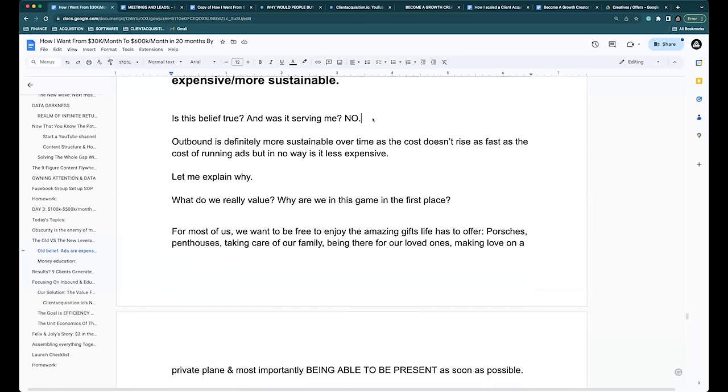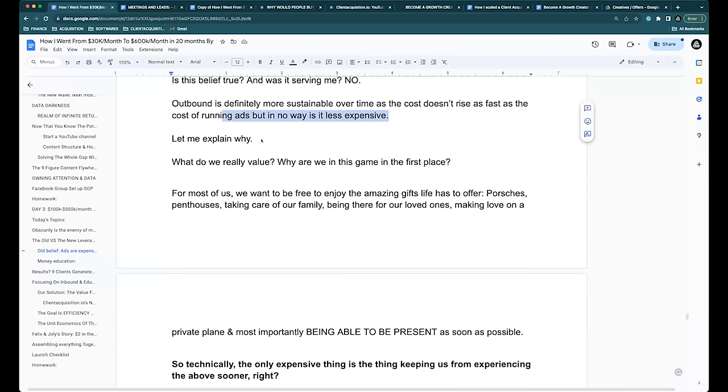Not really. Because I think that if we had jumped on ads sooner, for ourselves and for our clients, I would probably be doing 8 figures a year, okay? Now, outbound is definitely more sustainable over time, as the cost doesn't rise as fast as the cost of running ads. But in no way is it less expensive. Just from what I just explained, let's go over a different way of explaining it, right?